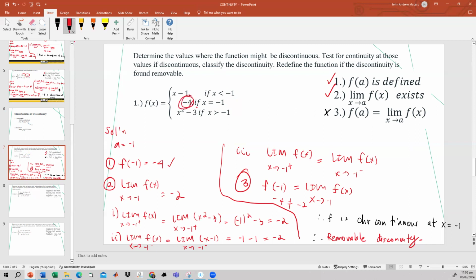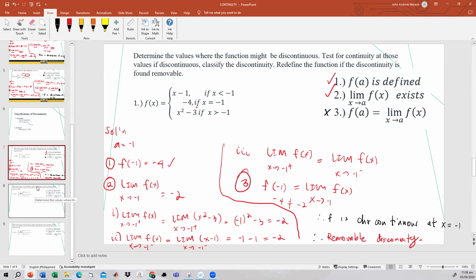So as you can see here, if you will replace this by, let's say, -2, you'll be able to know now that this will become continuous. So if you will replace -4 by -2, automatically this will become continuous. So that's what we mean by redefining the function if discontinuity is found removable. By changing -4 to -2, it will become continuous. But otherwise, since it's -4, it will become discontinuous.